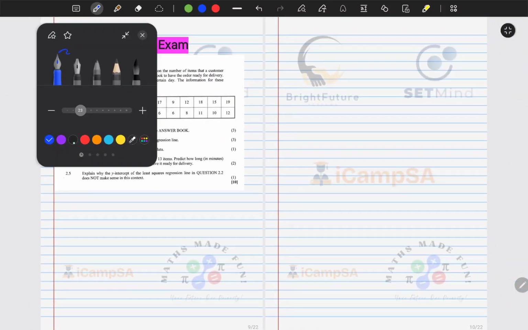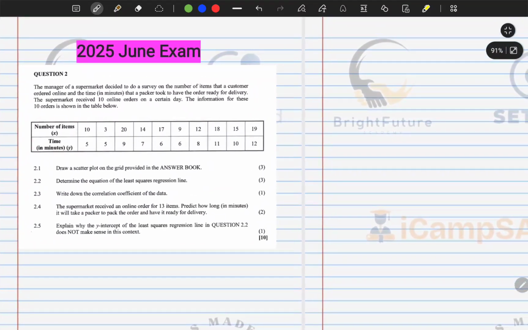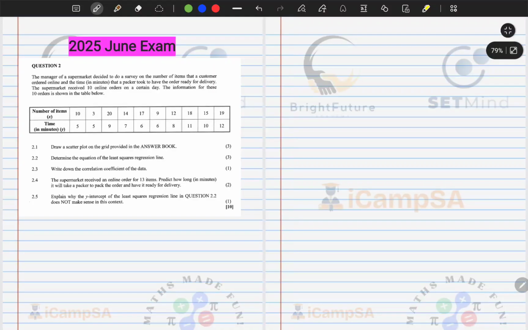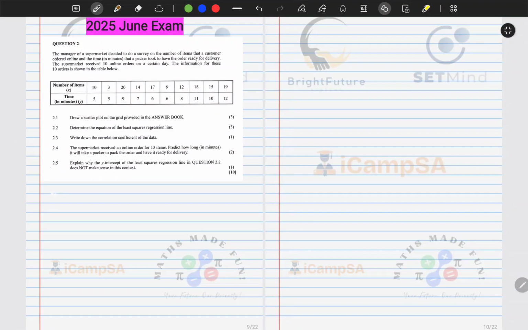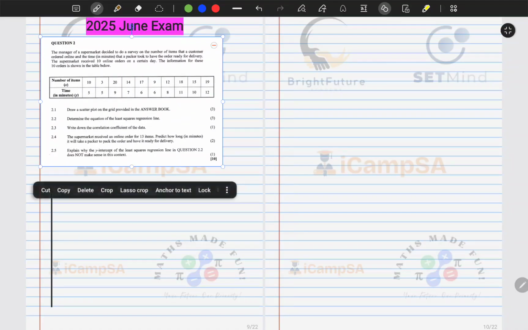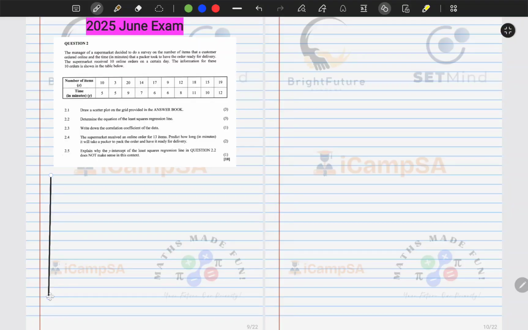And the next question comes from the June 2025 exam. We are required to draw the scatter plot on the provided answer book, right? What is going to happen here is I don't have the answer book, so I'm just going to draw this scatter plot a bit roughly. I'm just going to have a line going all the way down. Let me create some space and then push it like that. And sorry, let's push it maybe one up.